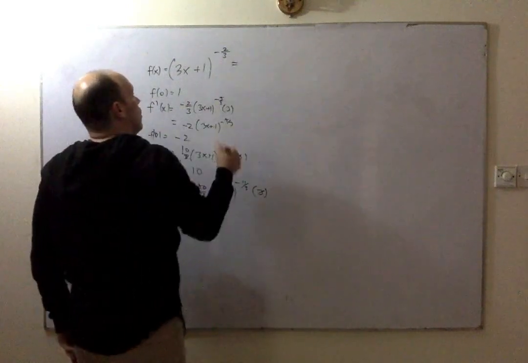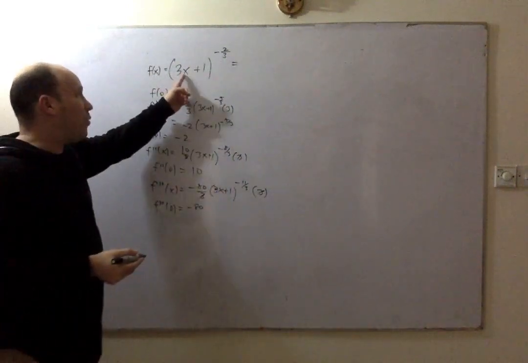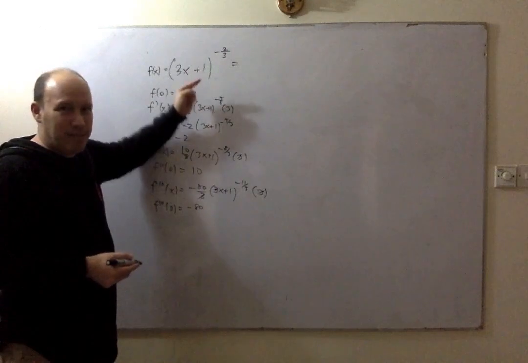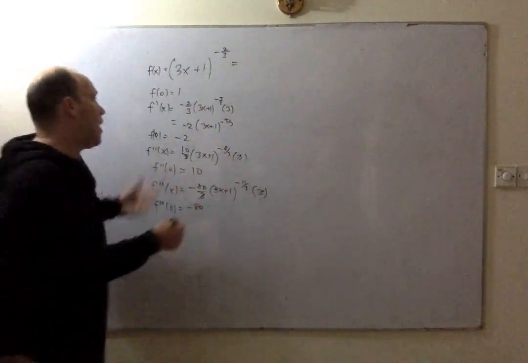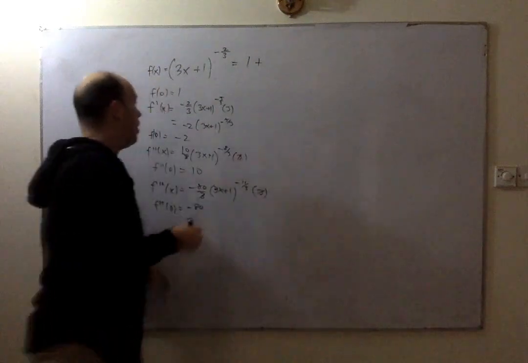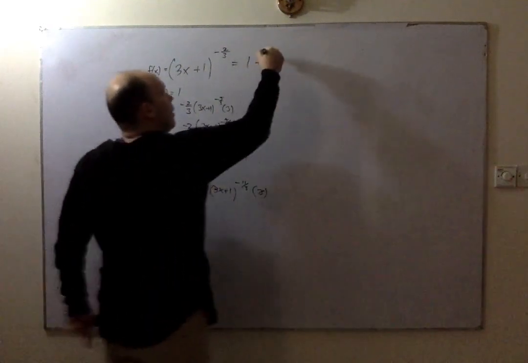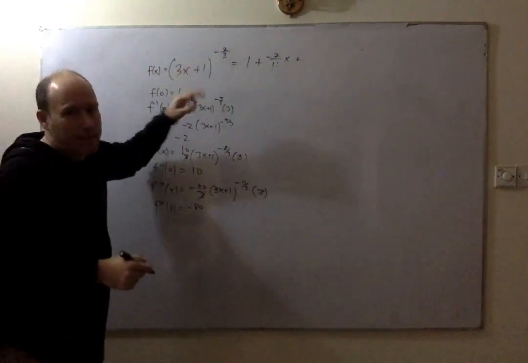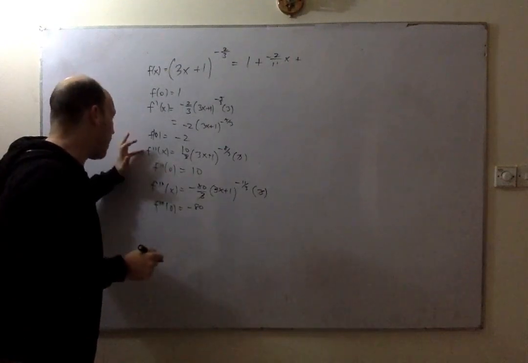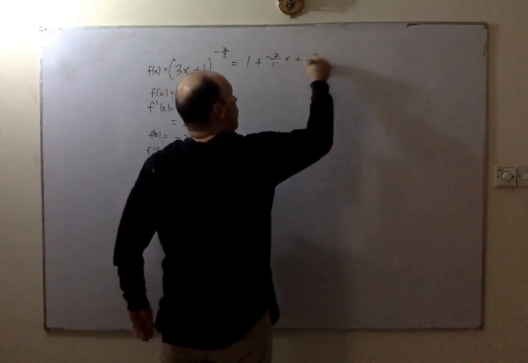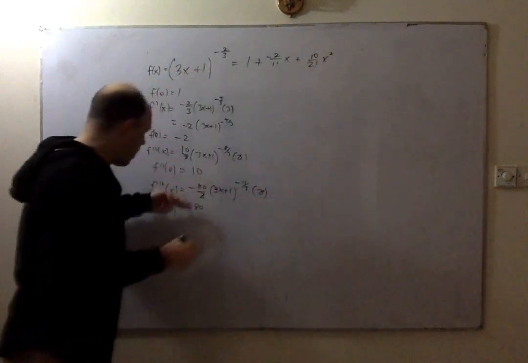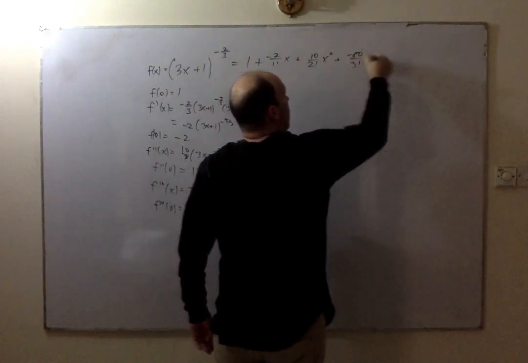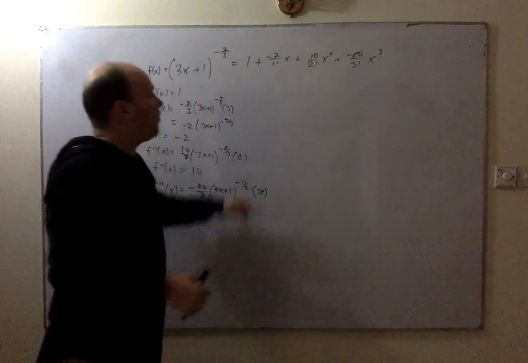So this is equal to the binomial 3x plus 1 to the negative 2/3. This isn't anything that scary because it seems confusing, but it ends up being really not. Once again, 1 plus the first derivative over 1 factorial x plus, and we'll fix up the negatives to make it look nice and pretty. What do we have for the second derivative? We have 10 over 2 factorial x squared, and then what's the third thing? We have plus negative 80 over 3 factorial x cubed.